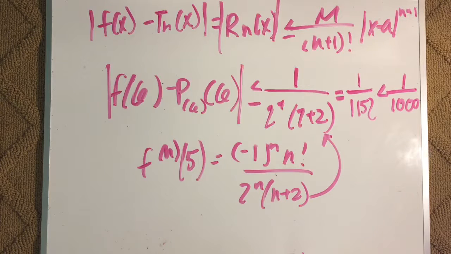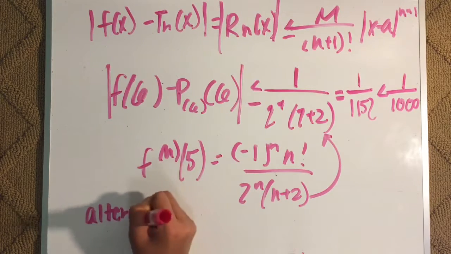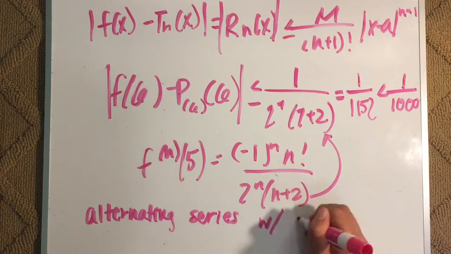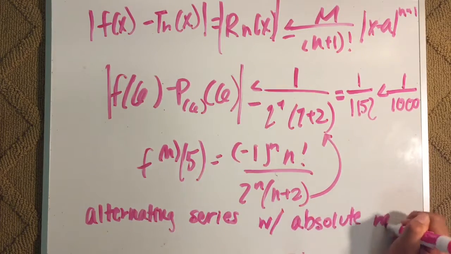So basically when you do error, you usually just go up a degree. My explanation is abbreviated, but it's an alternating series with the absolute value of terms decreasing to 0.